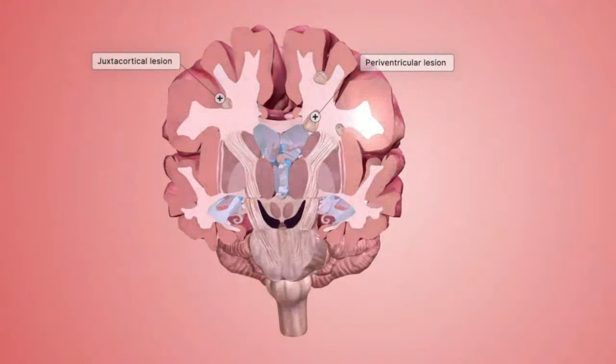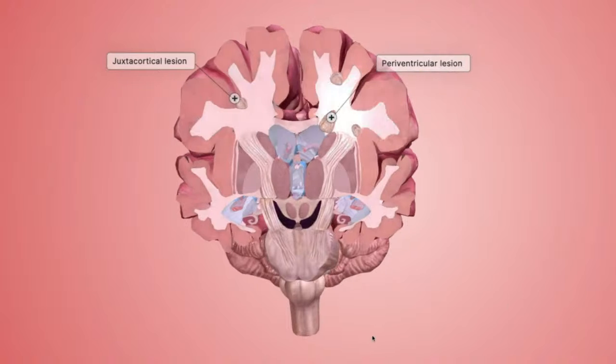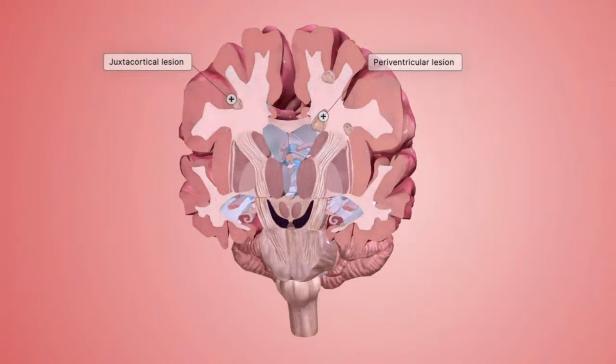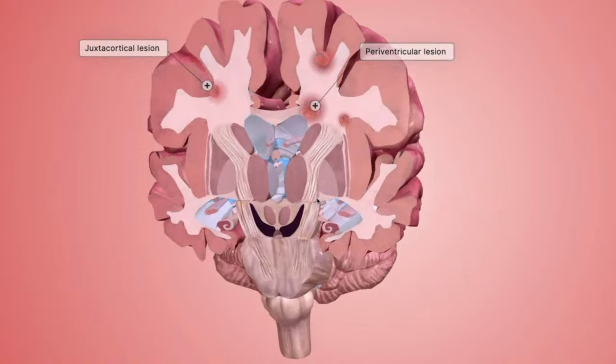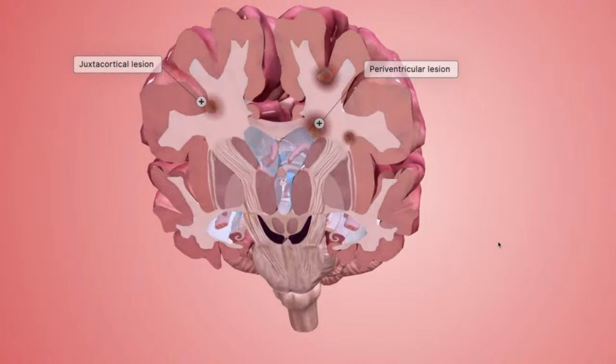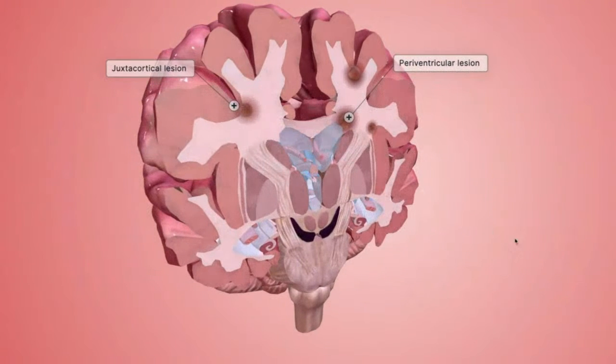Here we see the typical juxtacortical and periventricular lesions that are typical in the cerebral hemispheres in a patient with MS. You can see how more lesions appear over time. Glial scars form in chronic inactive lesions. Brain atrophy begins in the earliest stages of relapsing MS and becomes much more apparent in progressive disease.